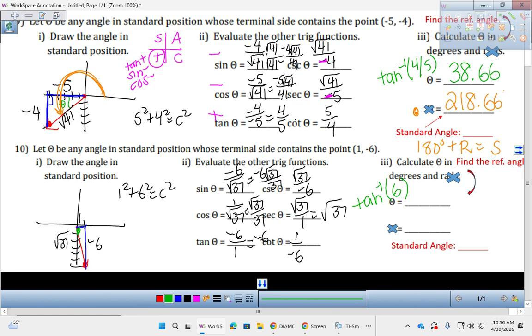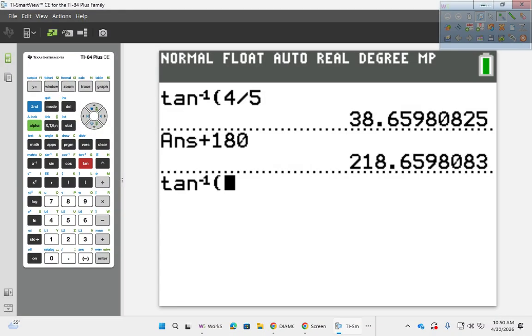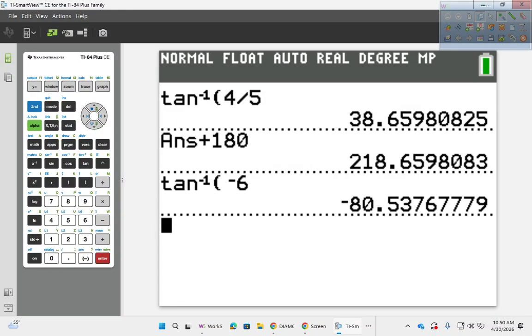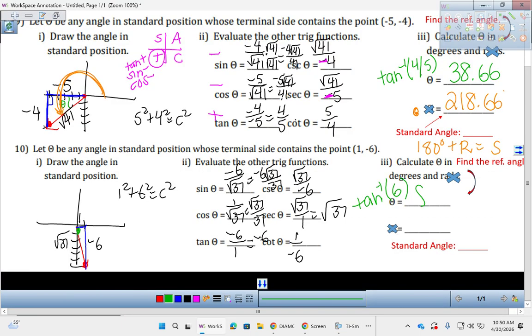The reason I'm not doing negative 6 is SOHCAHTOA is talking about right triangles, and having a side length of negative 6 doesn't make sense in terms of triangles. That's just helping us with direction. It's not the actual side length. If you do the tangent inverse of negative 6, you're going to get a negative number. So I'm just doing it of 6. It's the same number, okay, but we're going to use the positive one. So 80.54 is my reference angle.